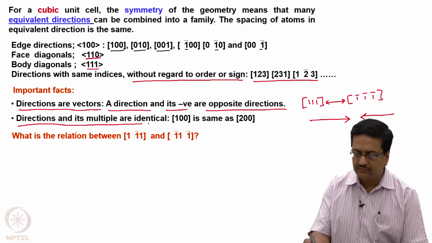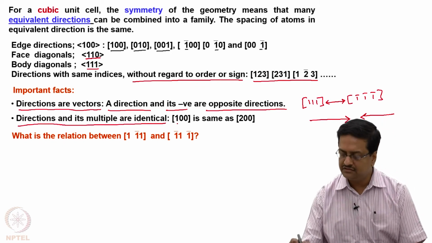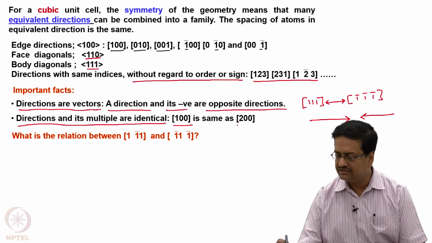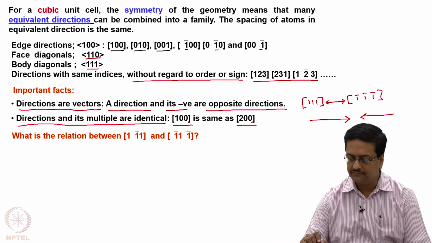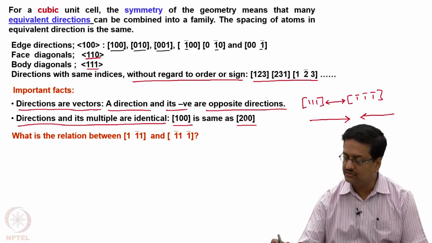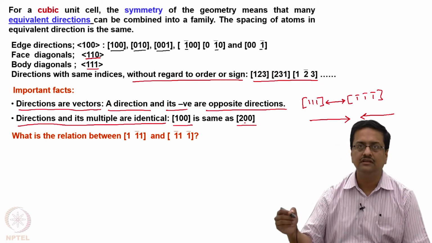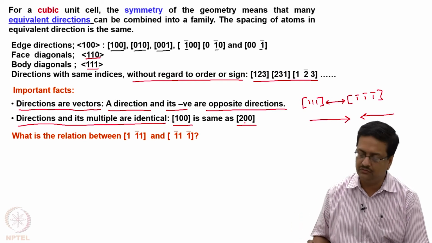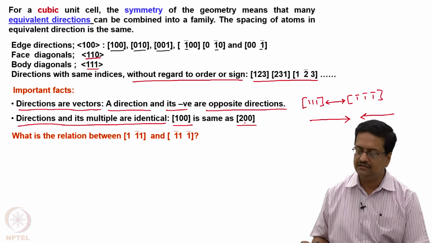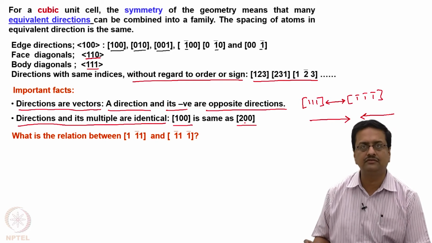Directions and their multiples are identical. That means 1 0 0 is the same as 2 0 0. So, in case of directions, one should always reduce the HKL indices to their minimum value and write that as the correct Miller indices for those directions.